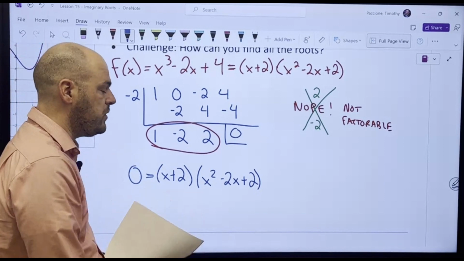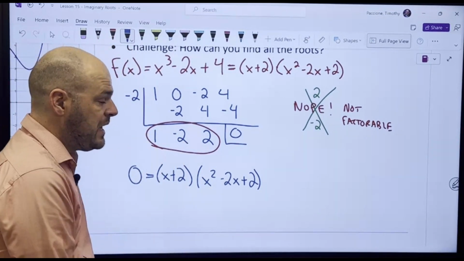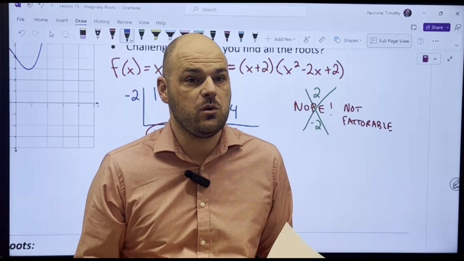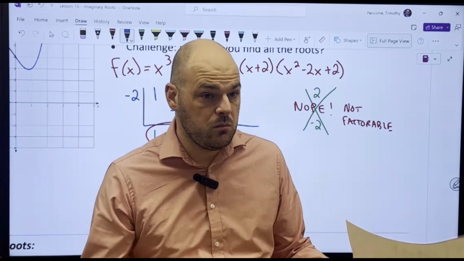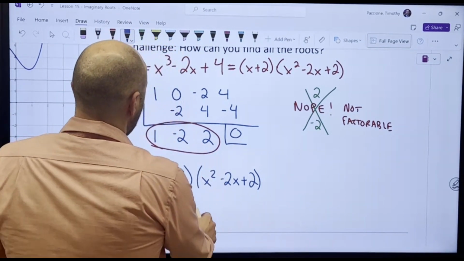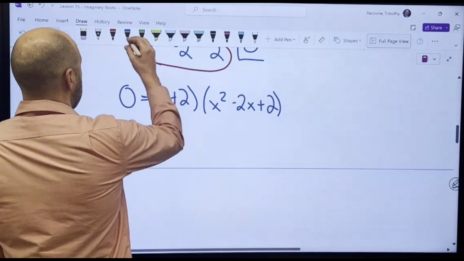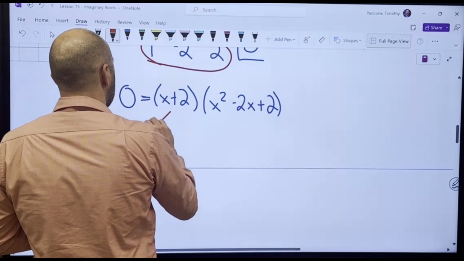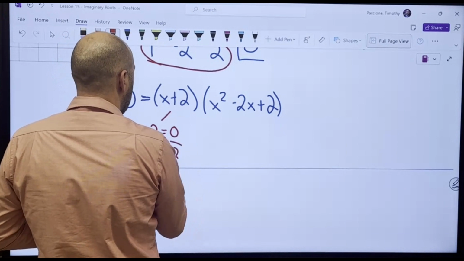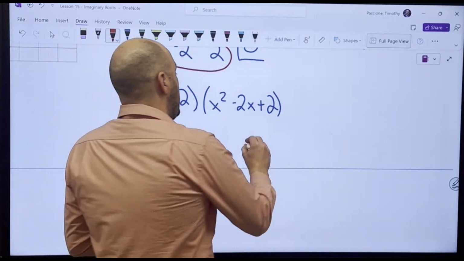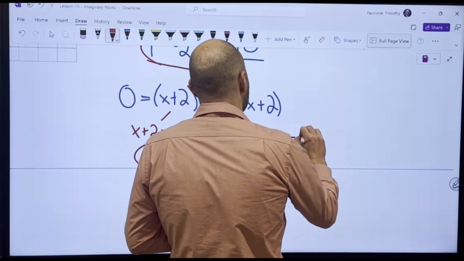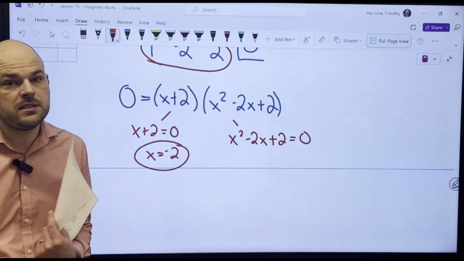Well, if we can't factor it any further, anytime we're equal to 0 and we can't factor any further, we do have a step that we're supposed to go to, which is the zero product property. So at this point, I would break it apart, even though it's not all binomials. I still would say, well, this is as far as I can go, so I'm going to solve each one. That means x plus 2 equals 0. x equals negative 2. That's the root we already knew. So that's the easy part. And then I have x squared minus 2x plus 2 equals 0, and I have to solve for x in that one.